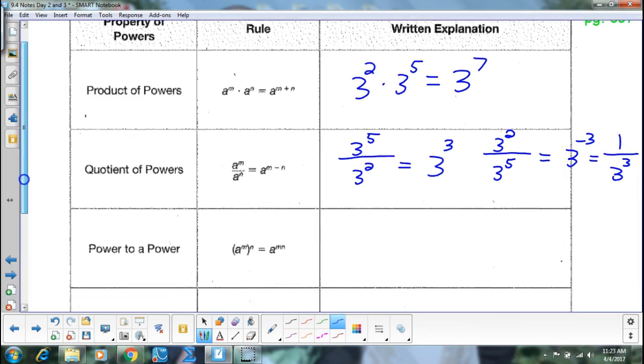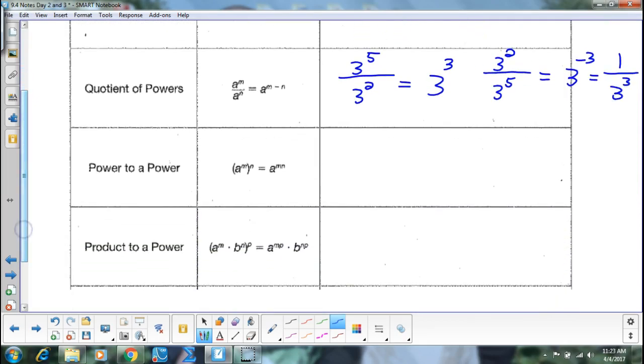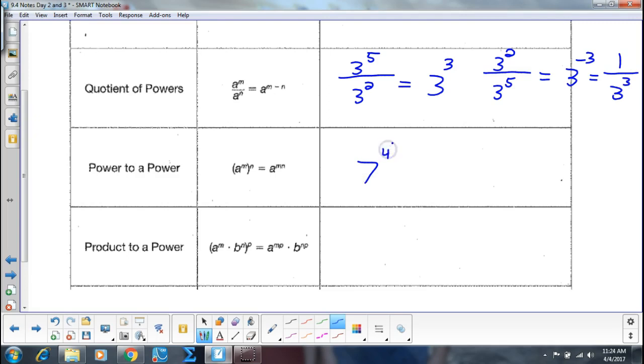Power to a power. Okay, that's the one that we've been using the most, is power to a power. Okay? So if we had 7 to the 4th power raised to the 3rd power, that would be 7 to the 12th power. Multiply those exponents together.